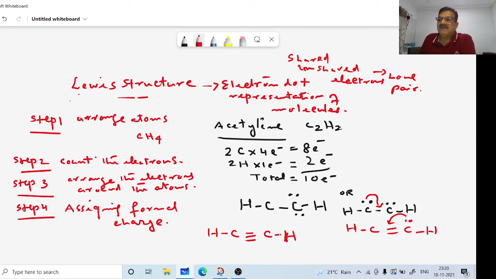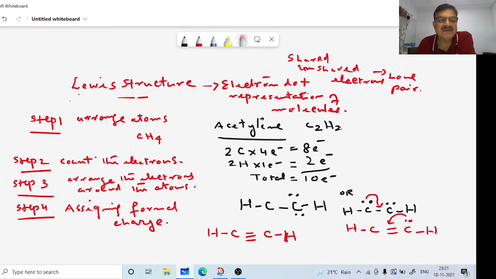Okay. So a lone pair is to be changed into a new bond for each 2 electrons needed to complete an octet. Okay. So 2 lone pairs are used here. In this case, 2 lone pairs are used to form 2 new bonds, forming a triple bond. That is how you have to draw the Lewis structure for acetylene. Okay, now we will move on.